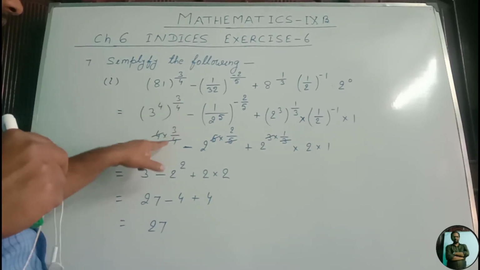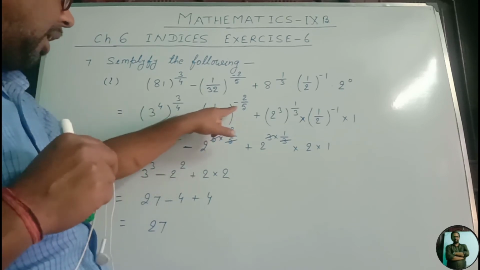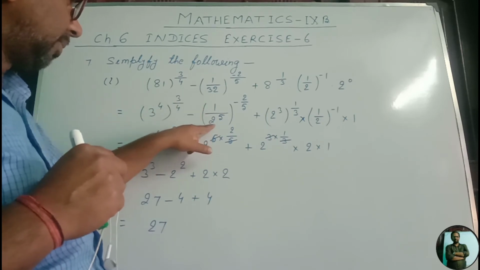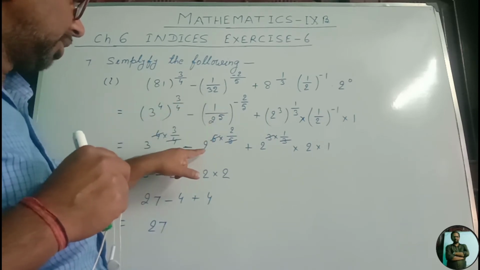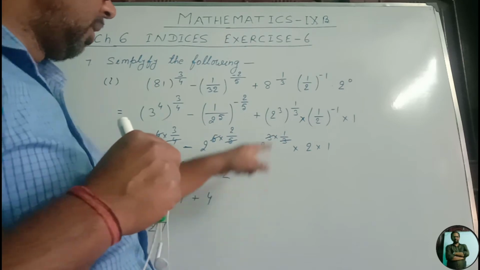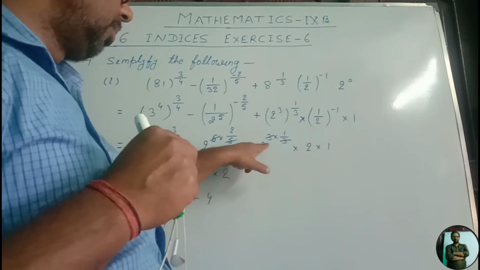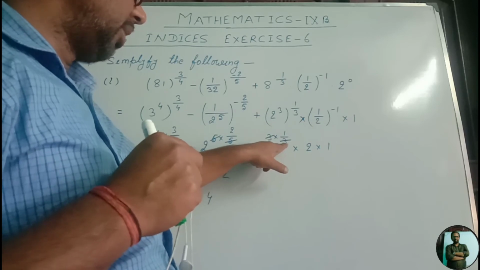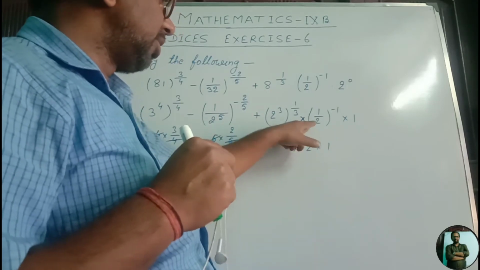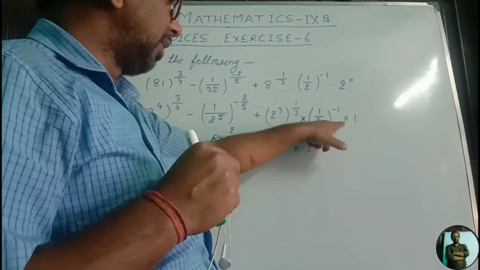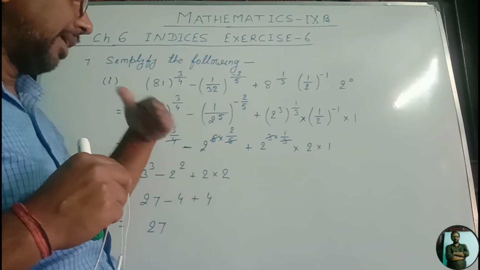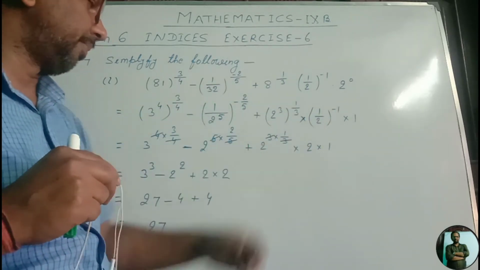3 to the power 4 into 3 by 4 minus, I have changed this negative index into a positive index. For that I have to write the reciprocal of this, 1 by 2 to the power 5. So 2 to the power 5 will go up as we write the reciprocal. So it became 2 to the power 5 into 2 by 5, plus these two powers will be multiplied. So I wrote 2 to the power 3 into 1 by 3, into this negative index is changed to positive index, writing the reciprocal of 1 by 2. So 2 will go up and this one is written here. So in this step I have multiplied the powers and I have changed the negative index into positive index.